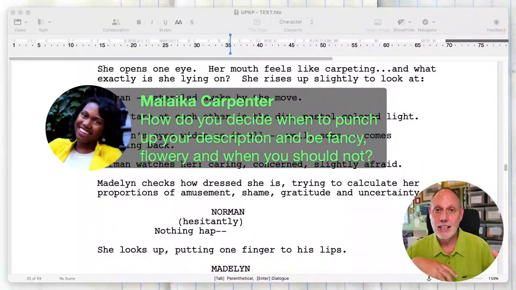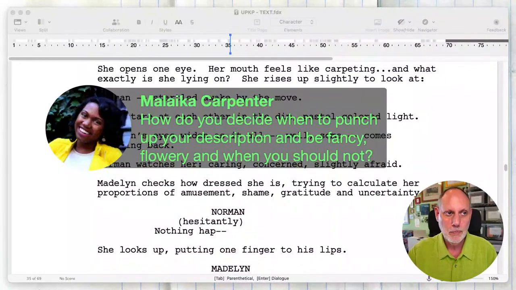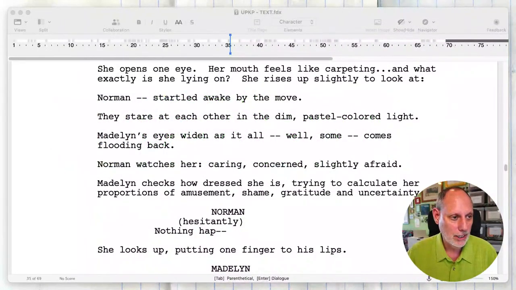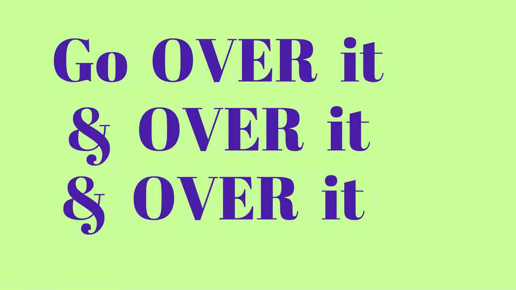Some days I think, oh, I need a lot of description. And other days I'm like, nah, that's overkill. That's why I personally believe that the best thing you should do is go over it and over it and over it.